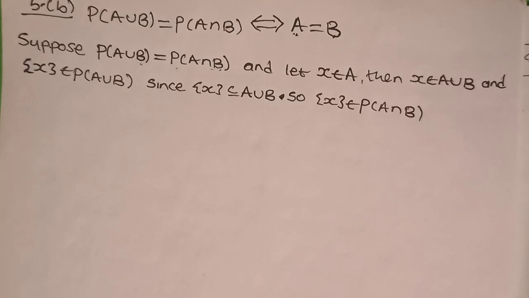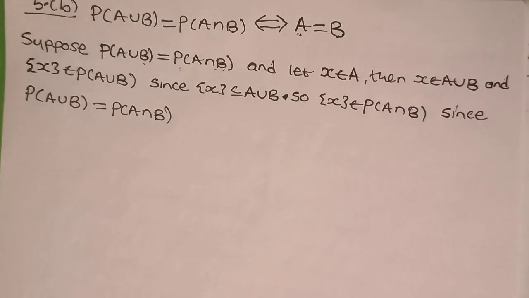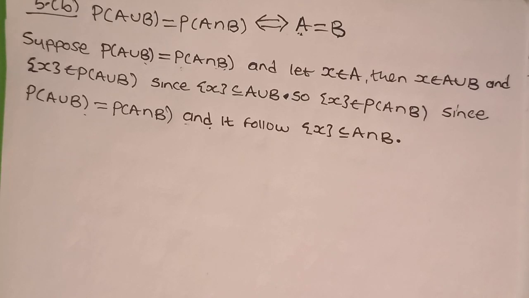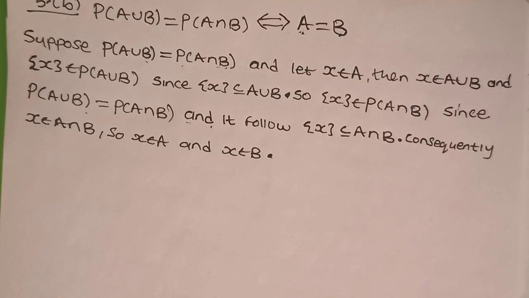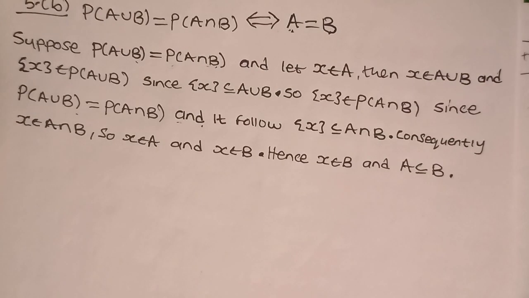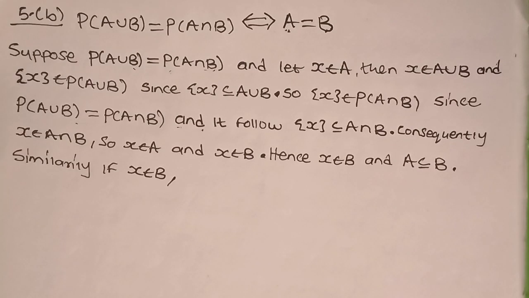Since the power set of A union B is the same as the power set of A intersect B, singleton X is a subset of A intersect B. Consequently, X is in A intersect B, meaning X is in A and X is in B. Hence, X is an element of B and A is a subset of B. Similarly, if X is an element of B, then X is an element of A and B is a subset of A.